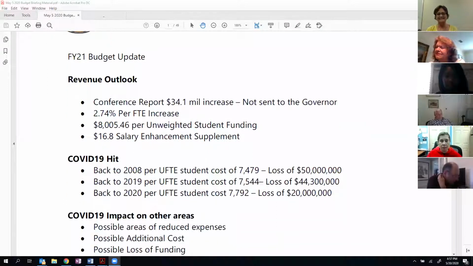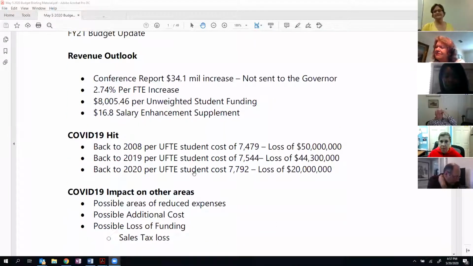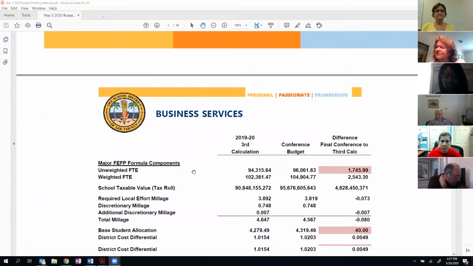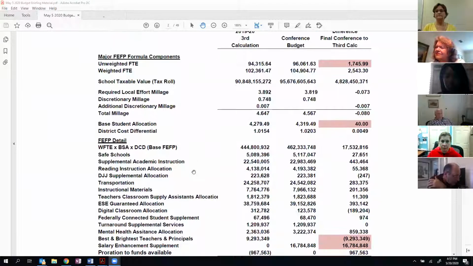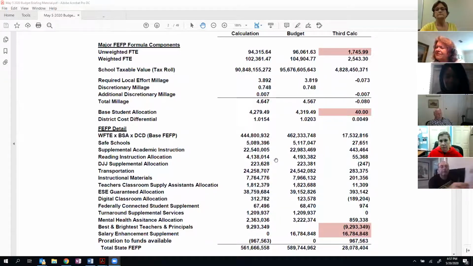So the first one's just what we're going to talk about, but let me get down to the pages here. The second page is really when Ms. Patrica was talking about the budget that we got for next year. This is the budget that was given to us for next year, which really was not too awfully bad. When we first got it, we were feeling pretty good. So basically what you're looking at is the difference between the third calculation, or the last funding that we've gotten from the state to date, and what they were proposing for next year.